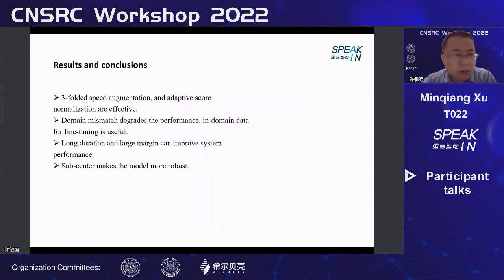So the conclusions are listed here as follows. First, threefold speed augmentation and adaptive score normalization are effective. Second, domain mismatch degrades the performance, so in-domain data for fine tuning is useful. The third one is long duration and large margin can improve system performance. And the last one is subcenter makes the model more robust. That's all. Thank you all.